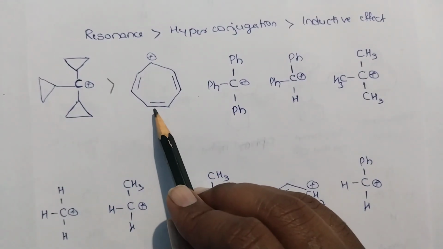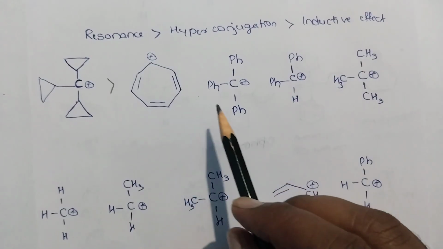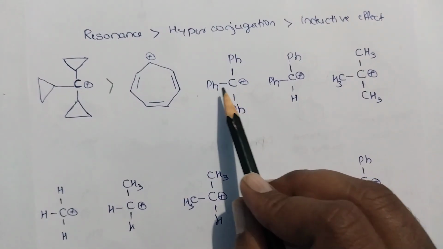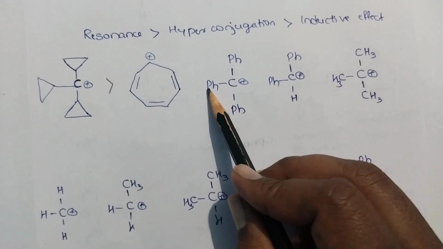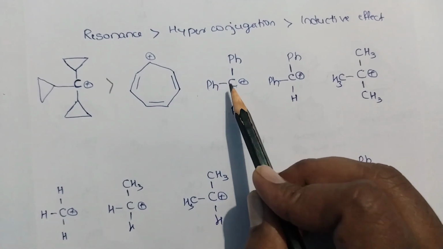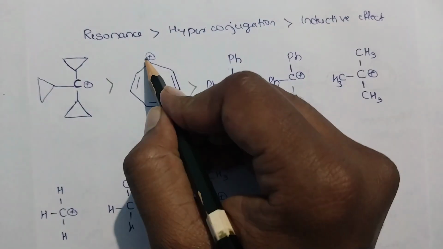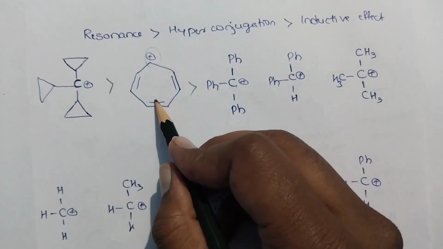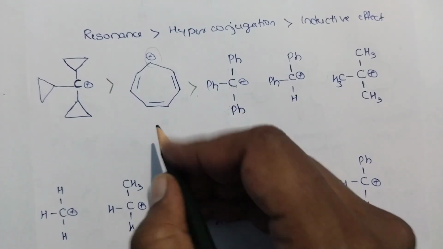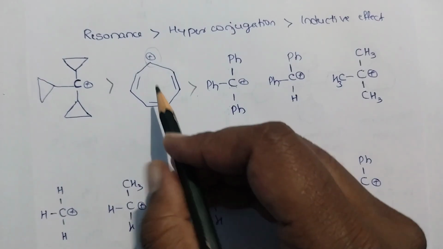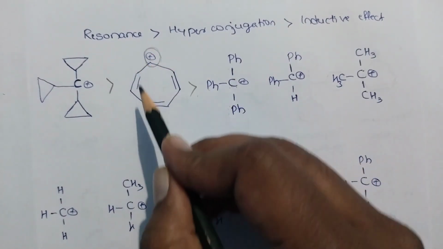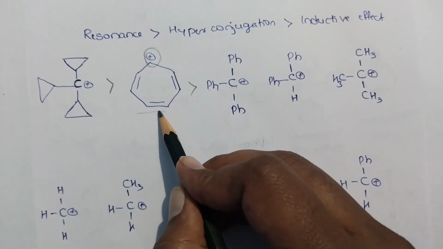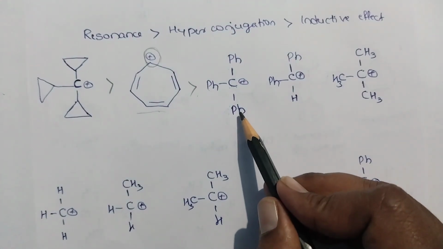And the next one is this tropylium cation. This is more stable than even the resonance structures. This can show the resonance. This carbocation is a methyl carbocation having 3 phenyl groups, that means triphenyl methyl carbocation. This is less stable than this tropylium cation because this molecule is getting aromaticity, so that it is more stable than even the resonance structures. This tropylium cation is getting aromatic character, so that it is more stable than the resonating structures.